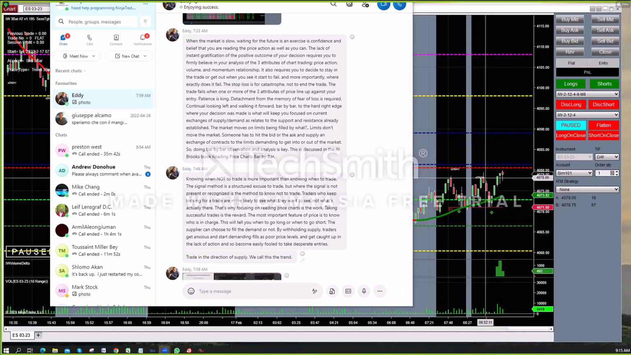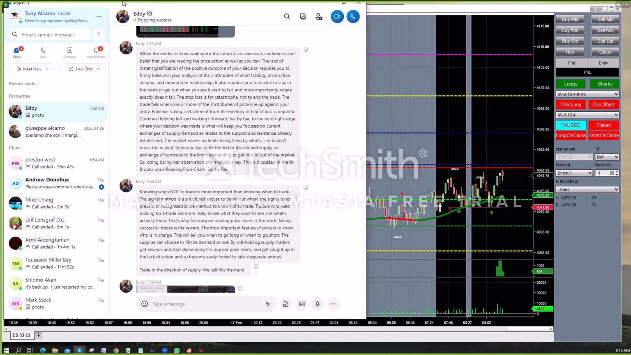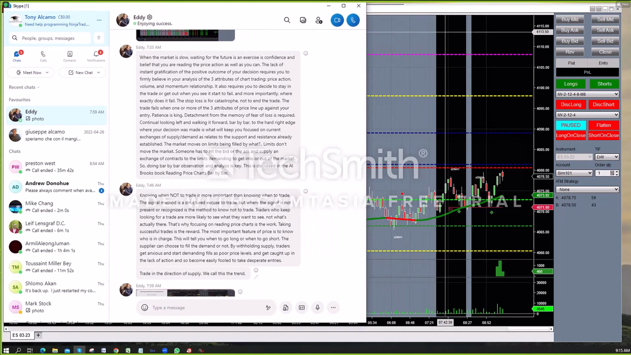The first clue is, where's your stop? If your stop is too big, you know you're going to have to cut it short before you hit that pivot that you have to put your catastrophe stop behind. So the stop loss is for the catastrophe event. Your computer goes down, something like that. It's not to actually end the trade unless there's a catastrophe. So you have to decide when the trade starts to fail, so you can take the smallest stop losses you can. The trade fails when one or more of these three attributes of price line up against your entry.